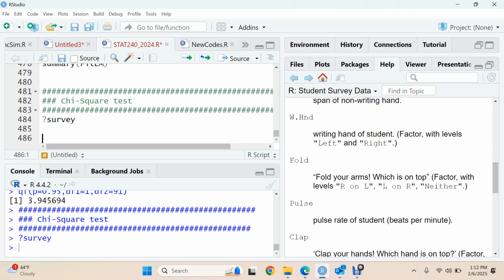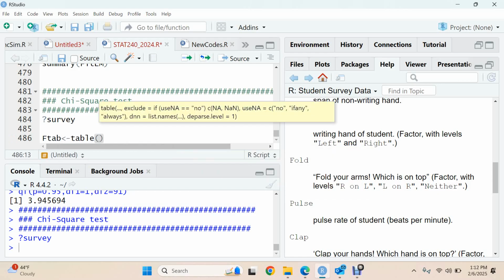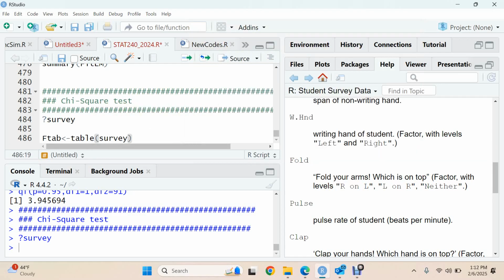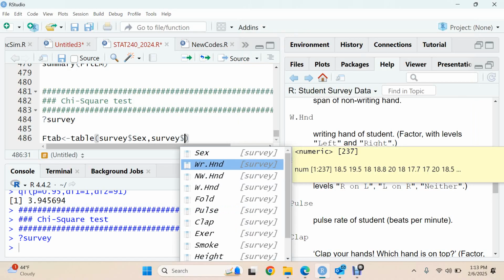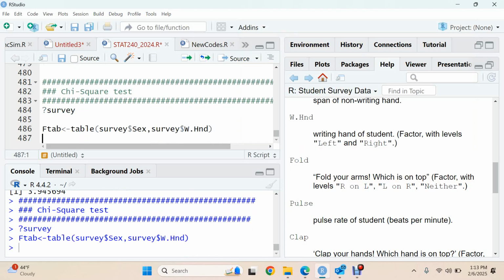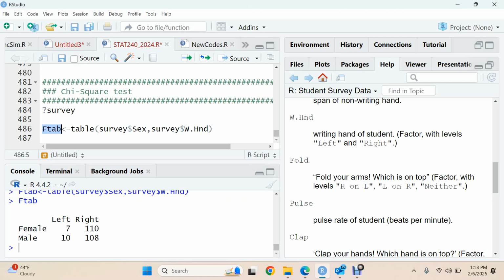Because we did this. It's the component bar graphs, right? Those stacked bar graphs. Okay, we'll do that before we move on. So let's say we call it F tab, so frequency table. We'll use table, and then we call survey sex, and then survey again. We've done this earlier in the semester. Right hand. Is it W hand or is this one W hand? Okay. So we run this, and there it is.